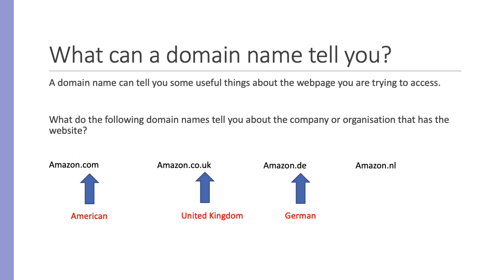Amazon.de, the .de tells us that this website is based in Germany, DE for Deutschland. And the last one here, Amazon.nl, the NL is short for Netherlands. And these .com, .uk, .de and .nl are what we call the top level domains. They often indicate the country that this website originates from.